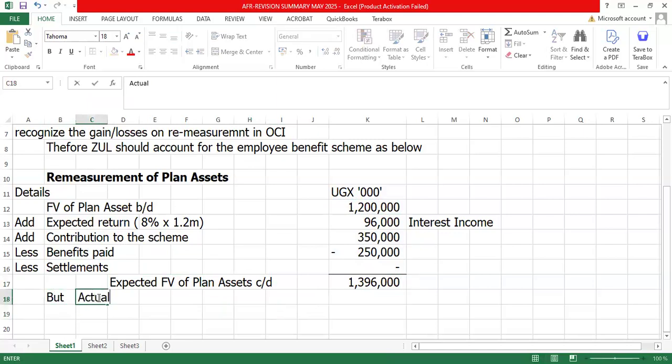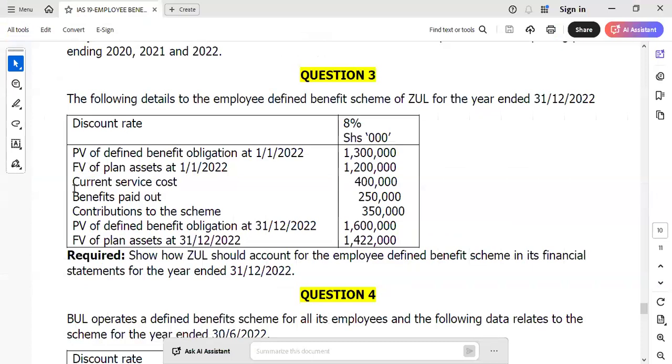actual fair value of plan assets at the end of the year is how much? This one must be given in the question. It's how much? The fair value of plan asset at the end of the year is 1.4. So you also record that.